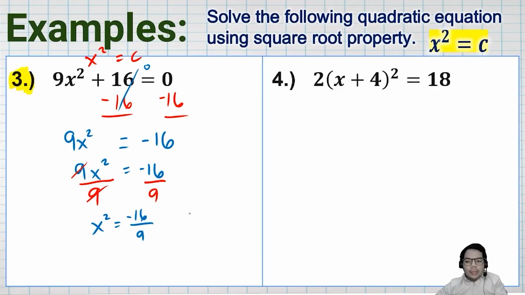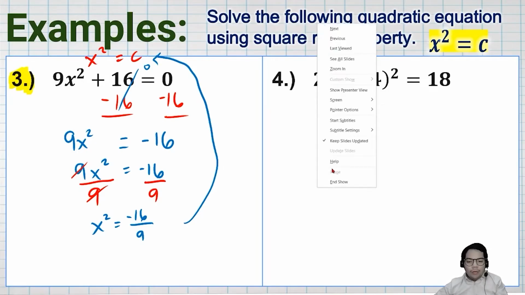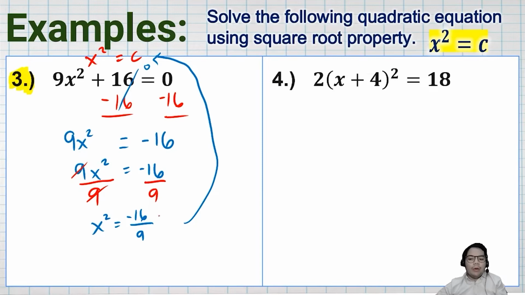At kung mapapansin ninyo, nandun na siya sa form ng x squared is equal to c. So, right now, we are ready to get the square root of both sides. So, if we get the square root of both sides, square root of x squared and square root of negative 16 over 9, ano kaya magiging sagot? Negative 4 over 3 ba yun nasa isip mo?